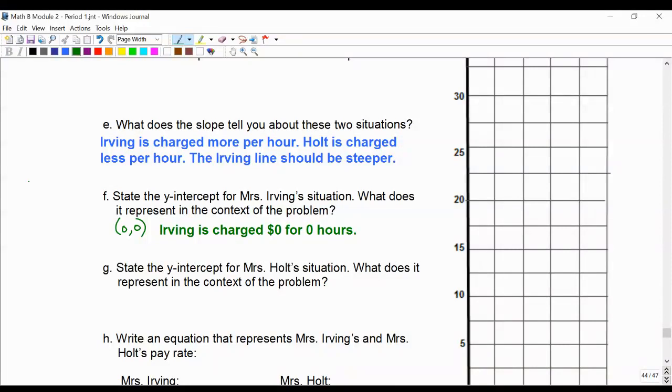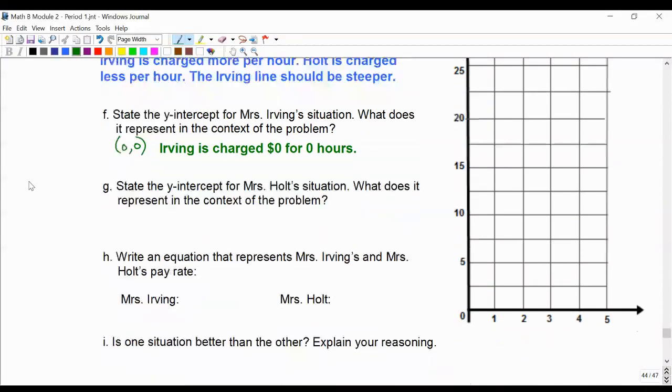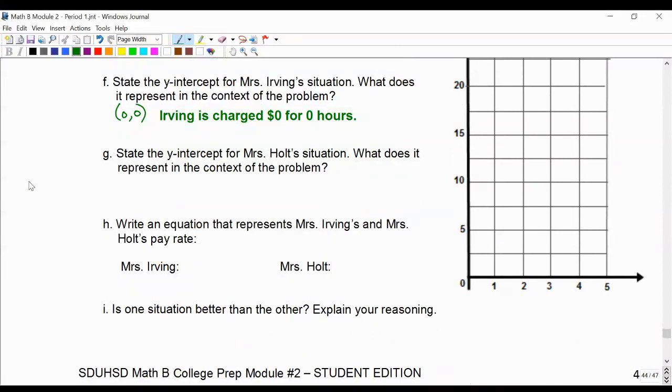You can fill in the y-intercept for Holt. In fact, if you're not sure what it is, in just a second, you could also look at our equations. Remember, don't forget to graph, and we'll also look at I. So Irving was the proportional one. That means our equation is going to look like this. If you look at your green graphic organizer, and the rate of change for this one was 9. It was the more expensive one per hour. And Holt equation is going to look like this.